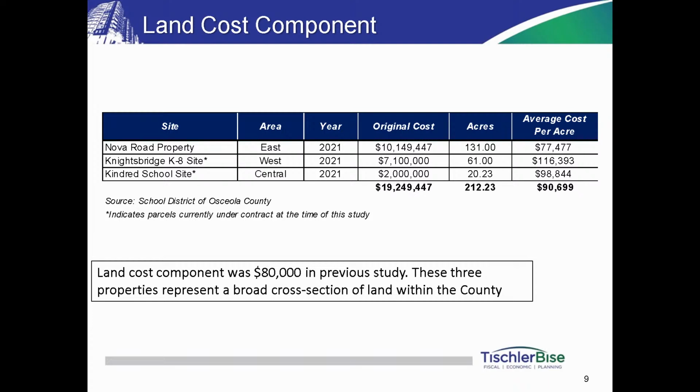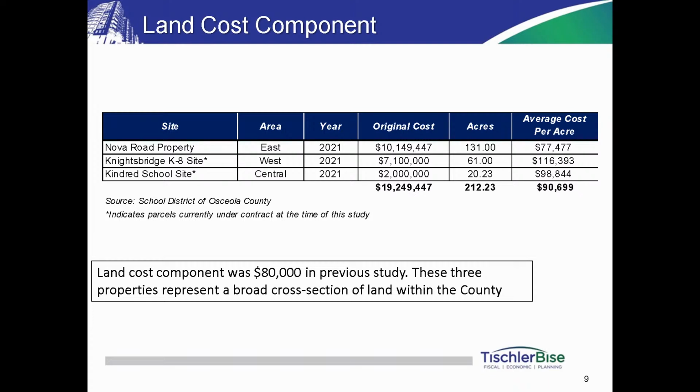So what we like to do is look at past land purchases over the last 3 to 5 years. We're fortunate in this go round that there has been a land purchase in 2 parcels currently under contract that represent a broad cross-section of the type of properties the school district would have to buy, representative of all areas of the county, which we've identified as east, west, and central. So we have the Nova Road property, the Knightsbridge K through 8 site, and the Kindred School site. All of these were purchased within the current year.